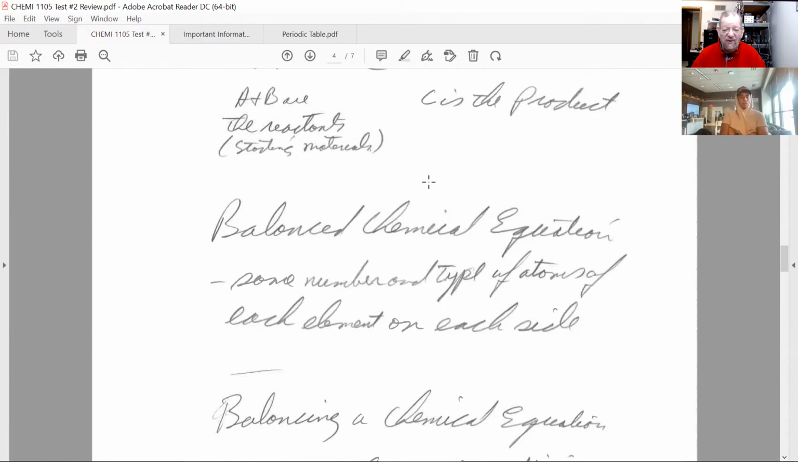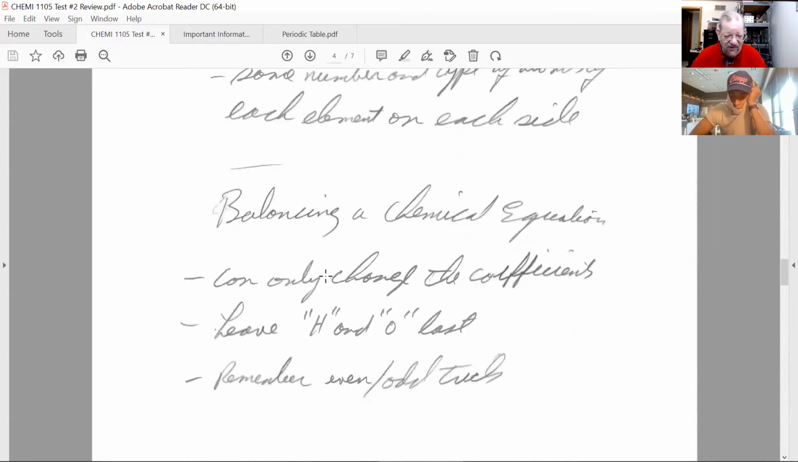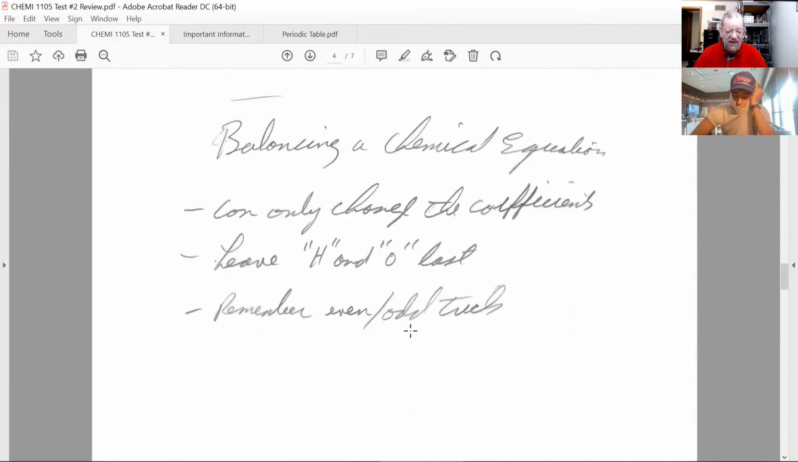The answer "already balanced" will never, ever be correct. If I ask you to balance a chemical equation, you're going to have to do it. As I taught you, you can only change the coefficients, not the chemical structure. Students try to do that, and it's always wrong. My advice to you is leave hydrogen and oxygen atoms to balance last, and remember the even-odd trick or methodology that I taught you.